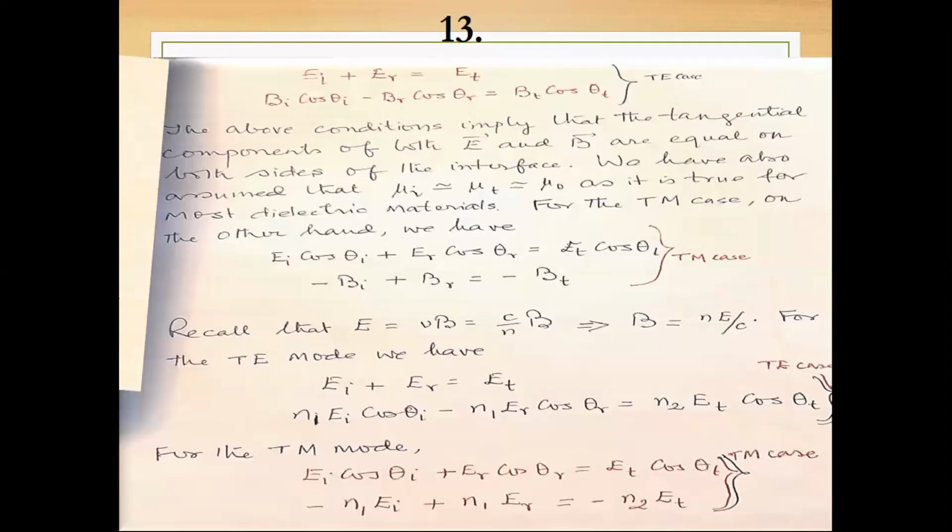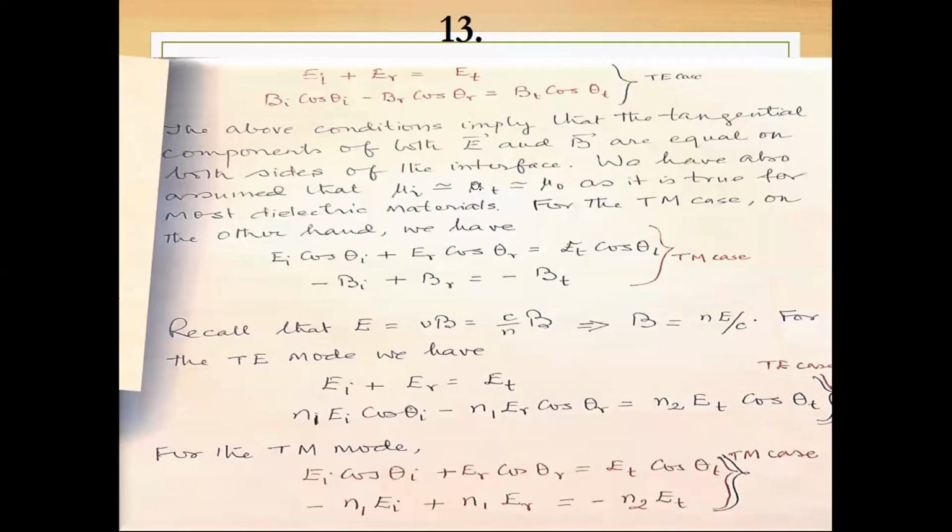In place of I, I am writing now N1. Sorry, I should have stuck to the same notation. But anyway, nothing happens. In the diagram, I have shown the medium from which the light is incident has refractive index Ni or N1, and the medium where the light goes after transmission has refractive index N2, which we have been calling Nt. Anyway, so I have written down EI plus ER equal ET, and N1 EI cos theta I, N1 ER cos theta R equal N2 ET cos theta T for the transverse TM mode.